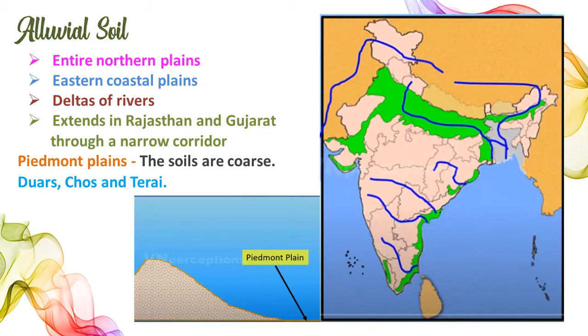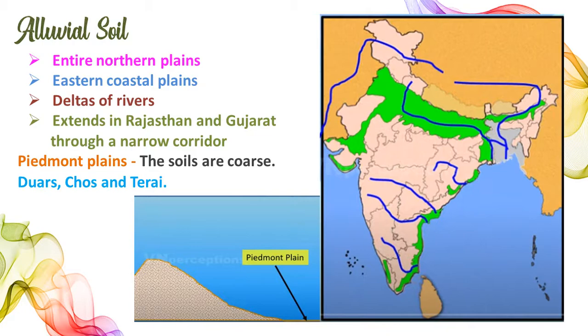Next comes Piedmont plains. Piedmont plains are nothing but, at the end of the slope of the mountain, a level land, that is a plain. So at the foothills of the mountain, that plain is called Piedmont plains. Here, immediately after the break of the slope, you can find the soils coarse. In these Piedmont plains, we have three geographical terms, that is Duars, Chos and Terai.